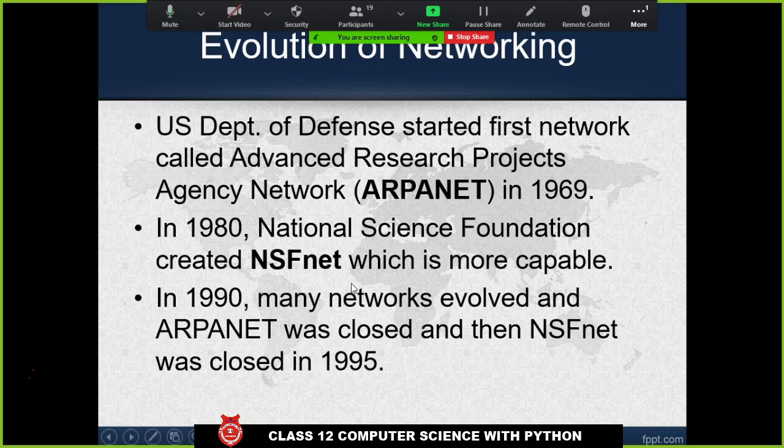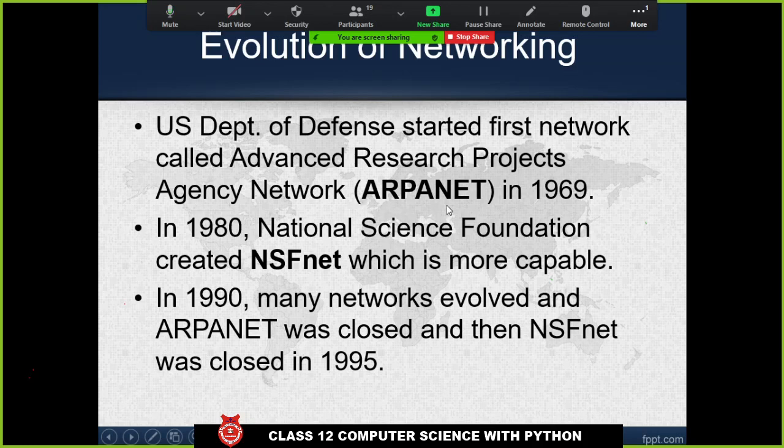I can explain the history or evolution in details, but since your textbook did not give a detailed explanation about that, I think that much is enough.